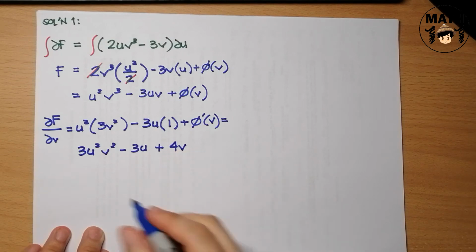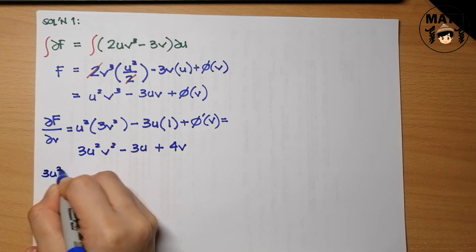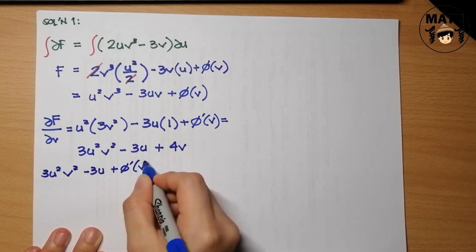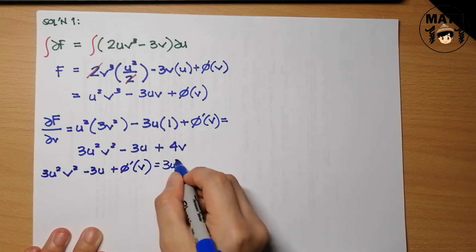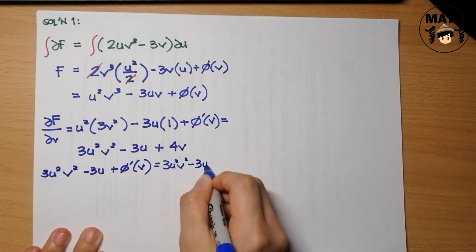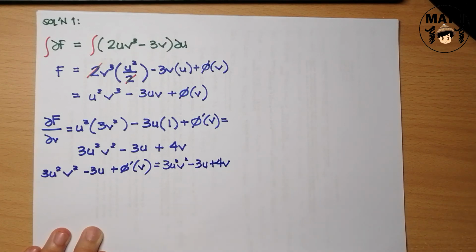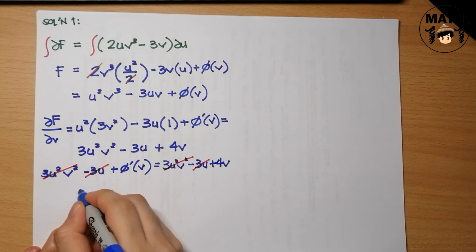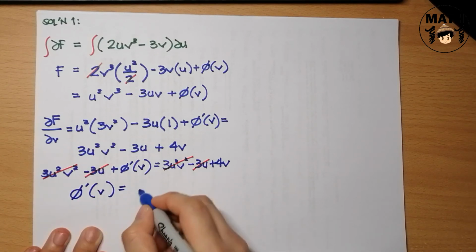Simplify lang natin to. So, 3u squared v squared minus 3u plus phi prime as a function of v equals 3u squared v squared minus 3u plus 4v. Pwedeng i-cancel si 3u squared v squared, negative 3u. So, we can see here that phi prime of v is equal to 4v.